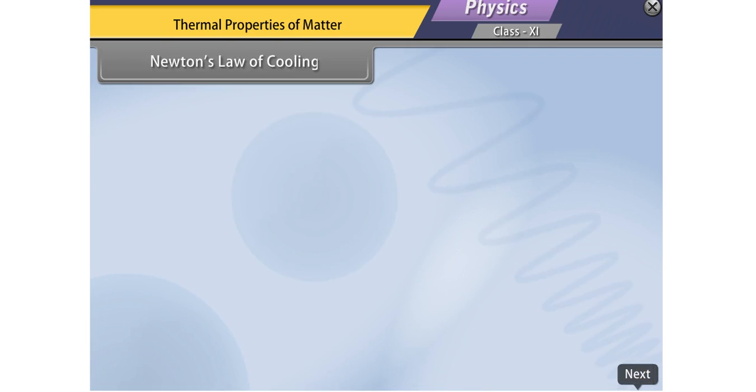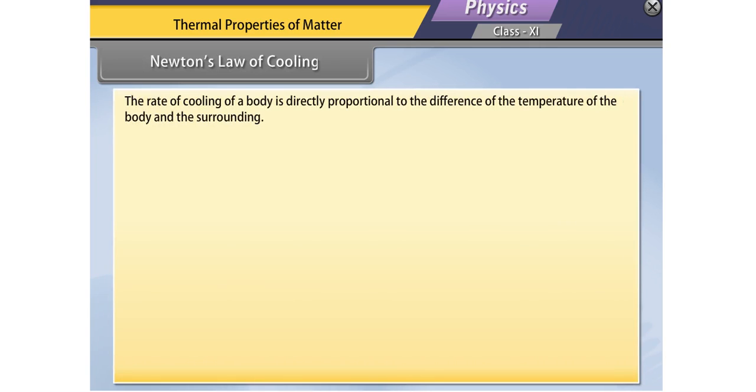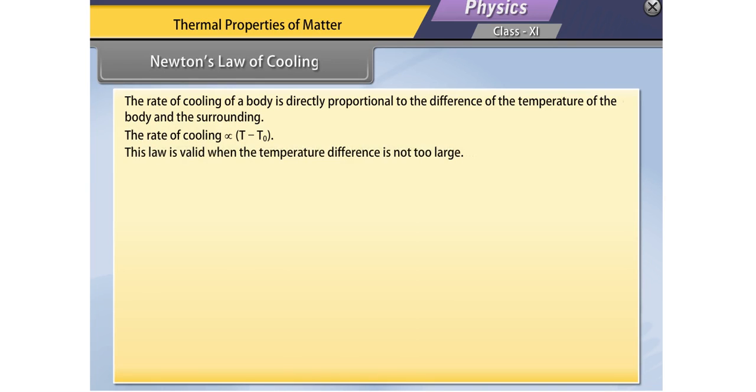Newton's law of cooling. It states that the rate of cooling of a body is directly proportional to the difference of the temperature of the body and the surrounding. The rate of cooling is directly proportional to T - T0. This law is valid when the temperature difference is not too large.